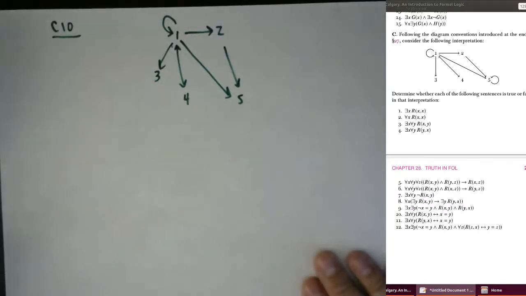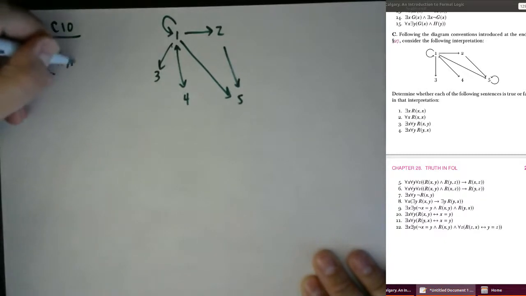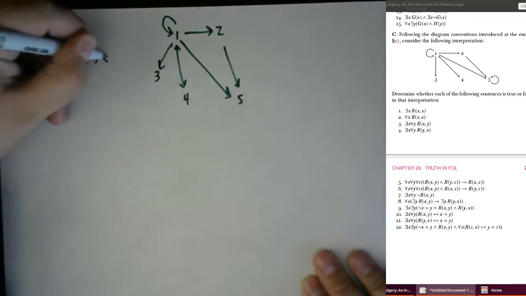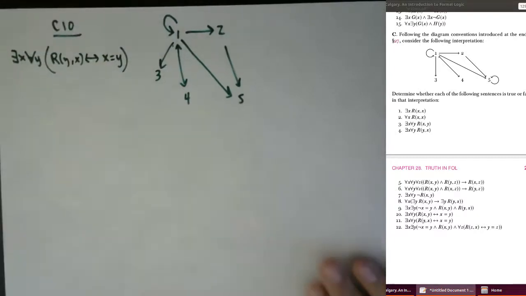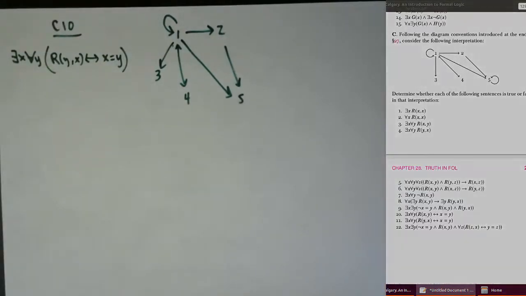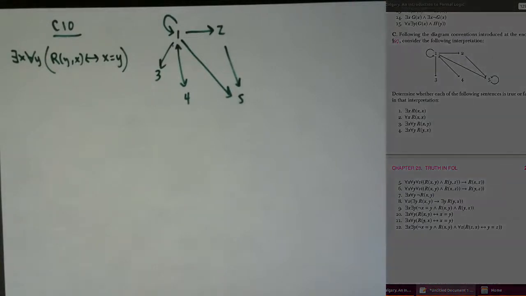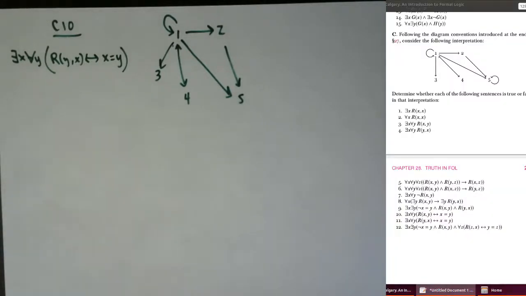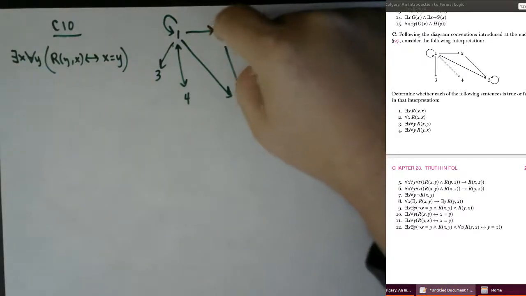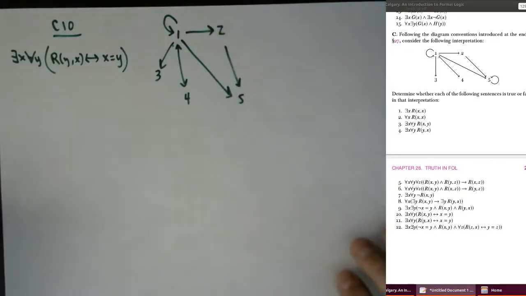So C10 is the sentence: there exists X such that for all Y, R Y X if and only if X equals Y. So how do we interpret this? Now, equality is all about objects in the domain. X equals Y means a different name is given to the same object.